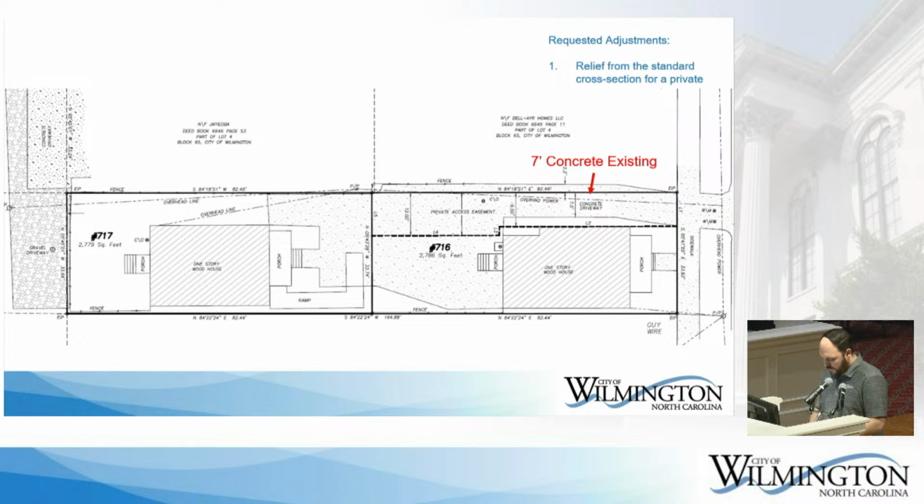The applicant requests the following relief from the Technical Standards and Specifications Manual. The manual specifies minimum standards for a private access easement. Private access easements require a width of 34 feet. The easement is 9.5 feet at its narrowest point and 12 at its widest. Relief is requested. Private access easements require a pavement width of 20 feet. The easement is 7 feet at its narrowest point and relief is requested.